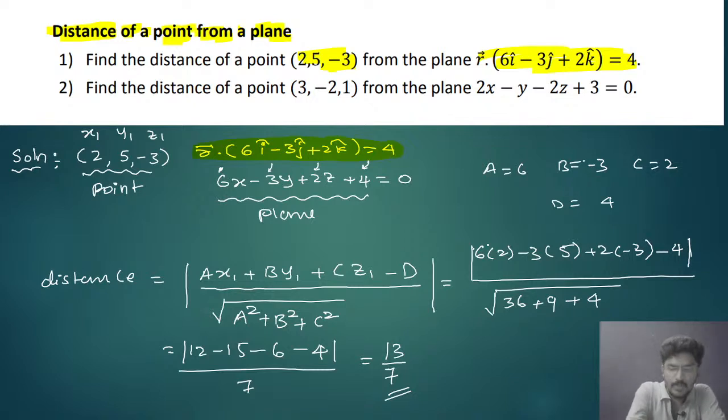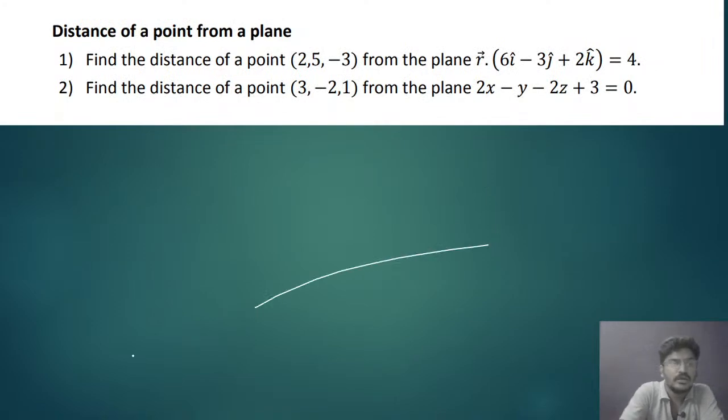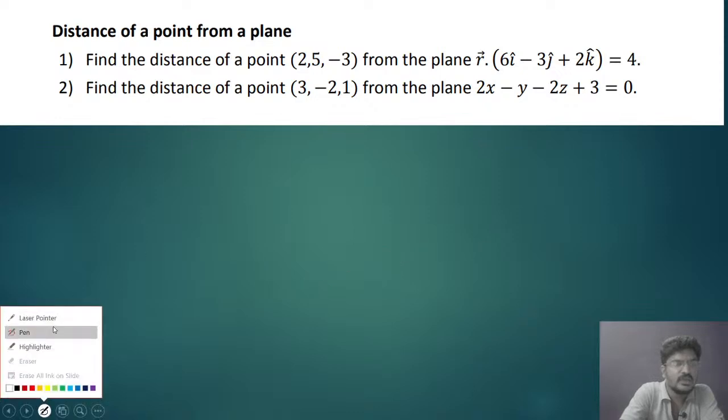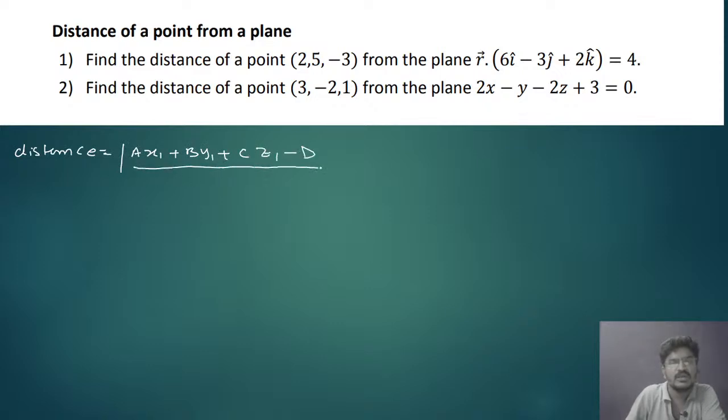Now we can go for the second problem, that is distance of a point from a plane. See the next question and tell me what are the A, B, C and D values. Distance equals mod of A x1 plus B y1 plus C z1 minus D divided by root of A square plus B square plus C square. Quickly all of you solve it and tell me the answer.